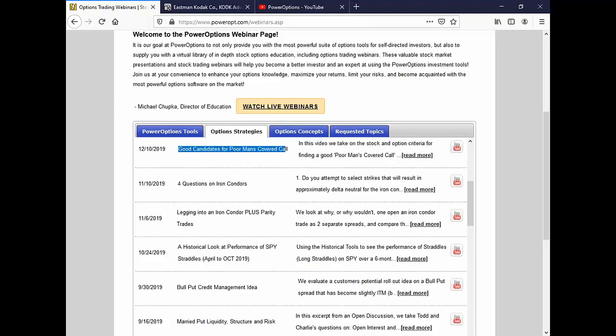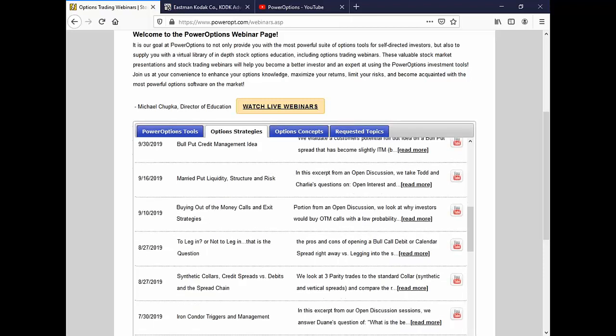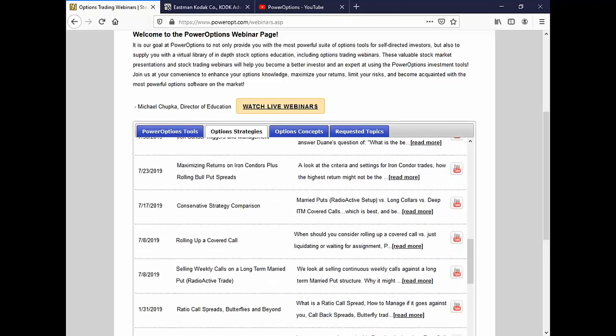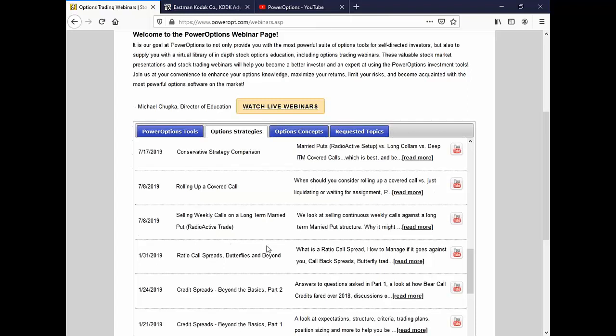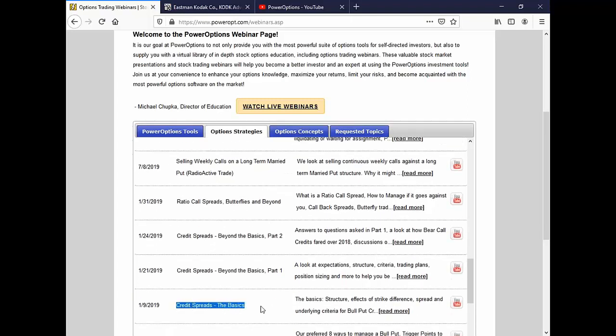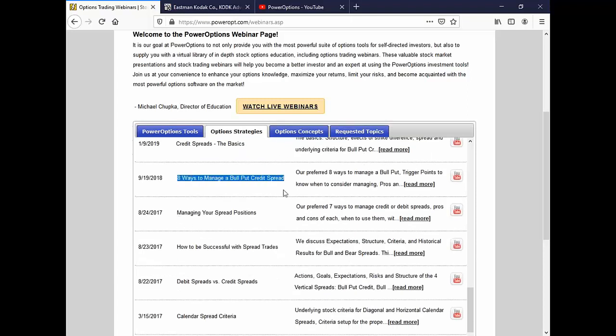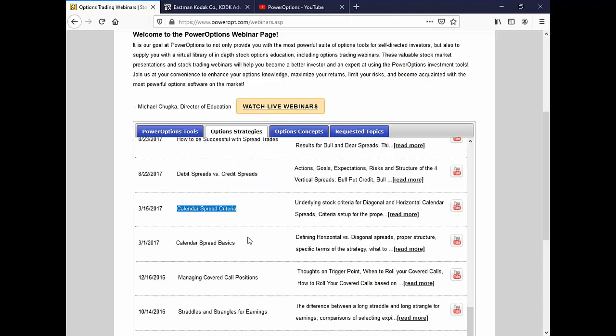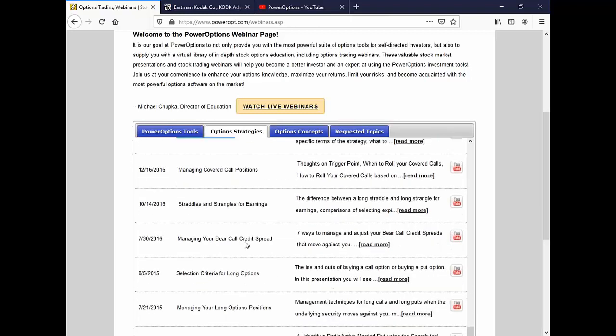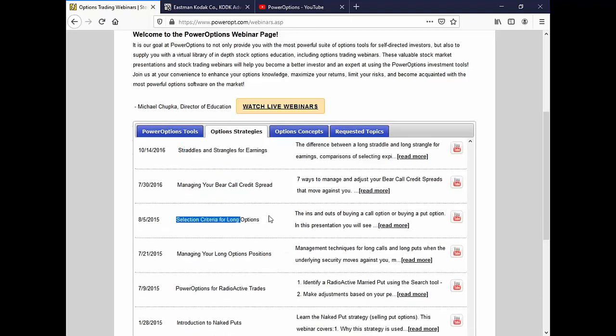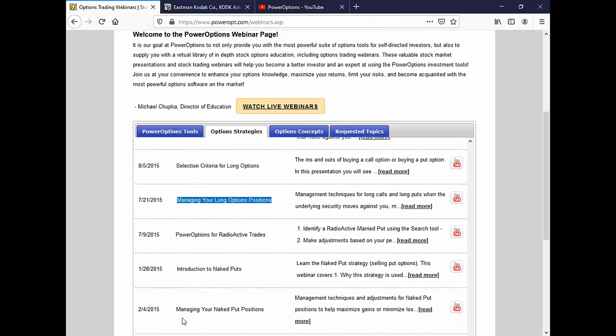But you see here, good candidates for poor man's covered call, 4 questions on iron condors. Go down a little bit further and we get into the real sort of education, meaning 101. So you've got credit spreads, the basics, credit spreads beyond the basics, part one. 8 ways to manage a bull put credit spread, calendar spread criteria, calendar spread basics, managing covered call positions, straddles and strangles for earnings, selection criteria for buying options and managing your long or bought options positions, naked puts, managing your naked puts, and so much more.